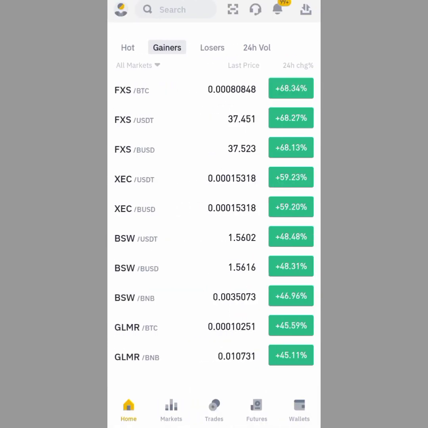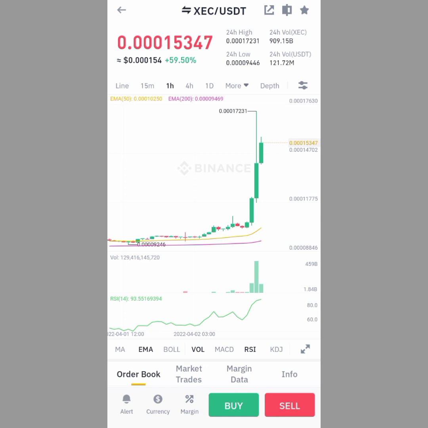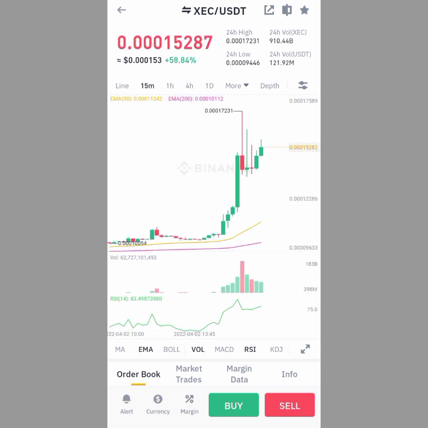So now let's check XEC. Let's check XEC. If this fits into the criteria, we'll take a long position. Good. You can see here the momentum is building up. You can see we have a follow-up of big candles, meaning that the price of this asset is increasing due to the demand. That's why we have bigger candlesticks, with not much price rejection, and they are all closing above the previous candlesticks.